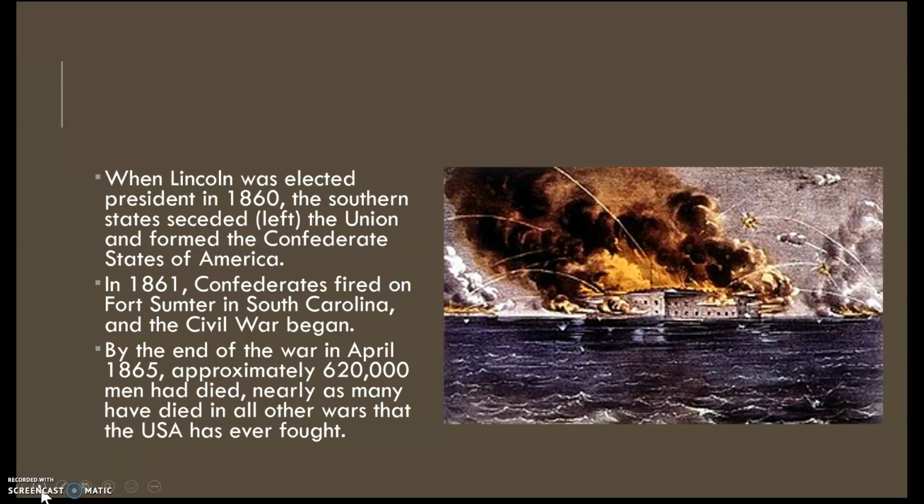In 1861, Confederates fired on Fort Sumter in South Carolina, and the Civil War officially began. In the image on the right, you can see there's this little square box that's being fired on. This is Fort Sumter, and it was held by the Union Army, aka the Free State Army, and it was fired on by the South, which obviously is a declaration of war.